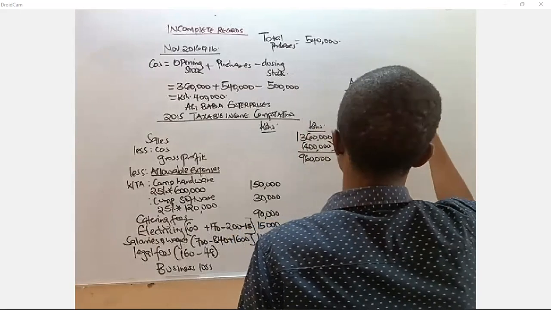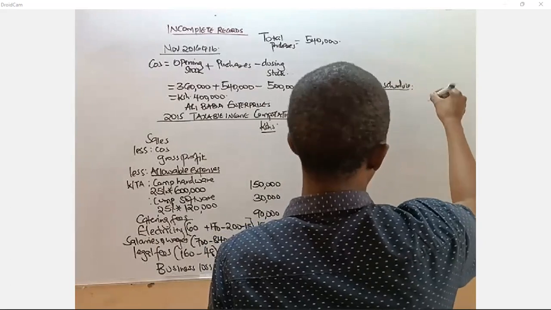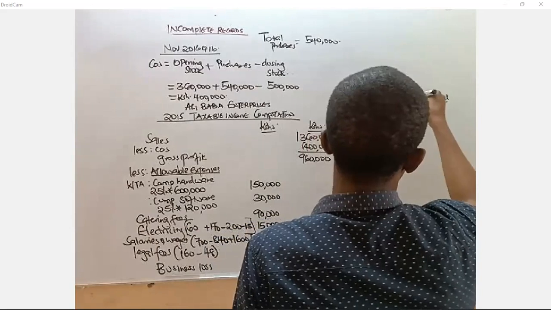So the allocation schedule, what do we have? We have someone called Ali. We have Baba here. Then we have our totals at the end of the day.